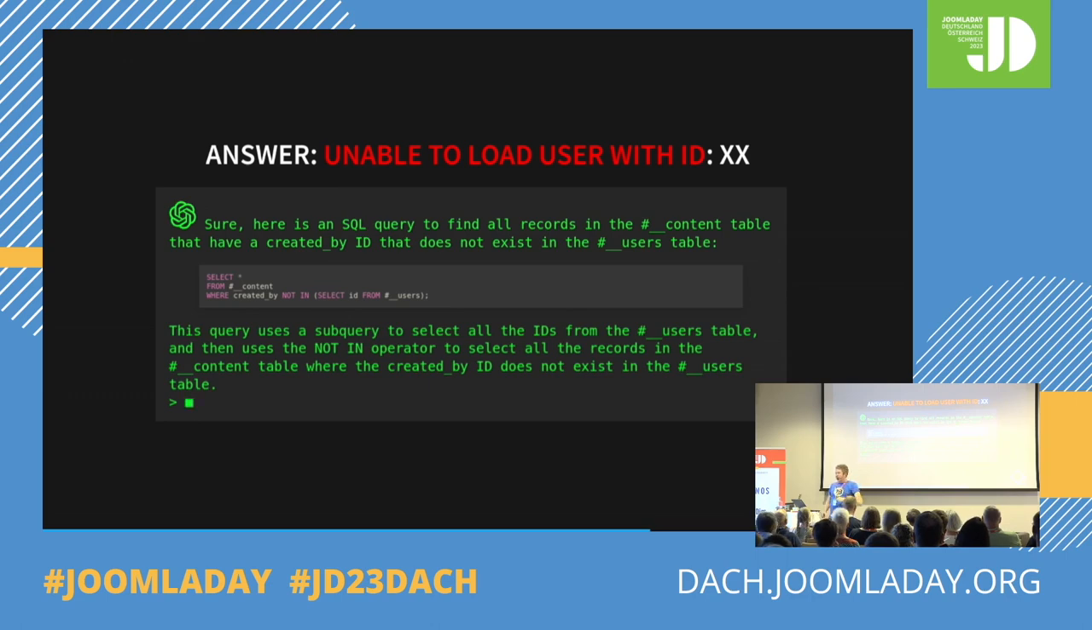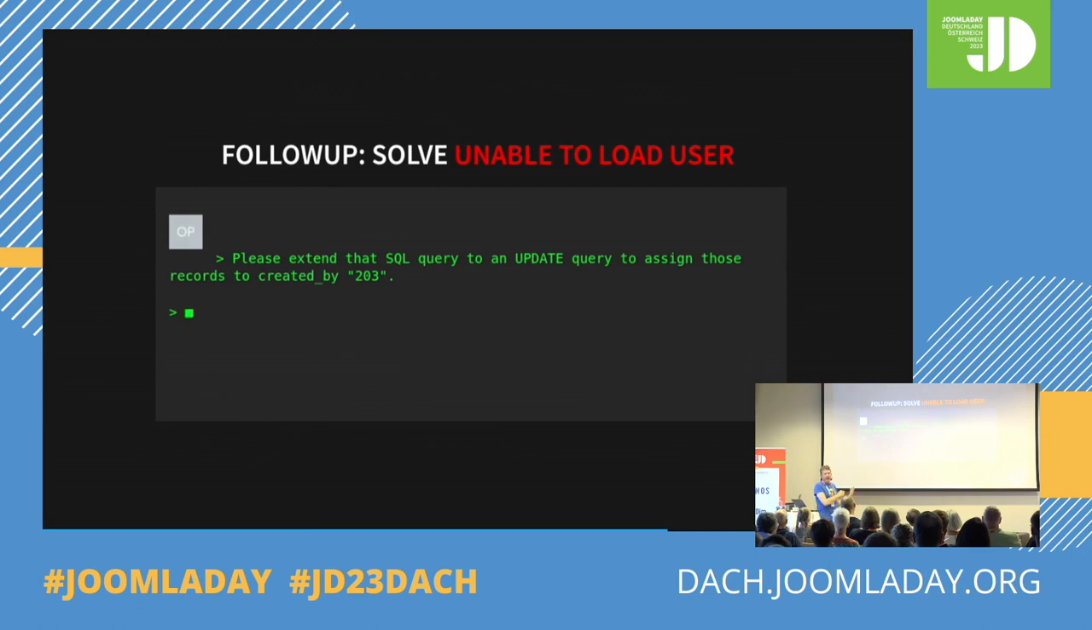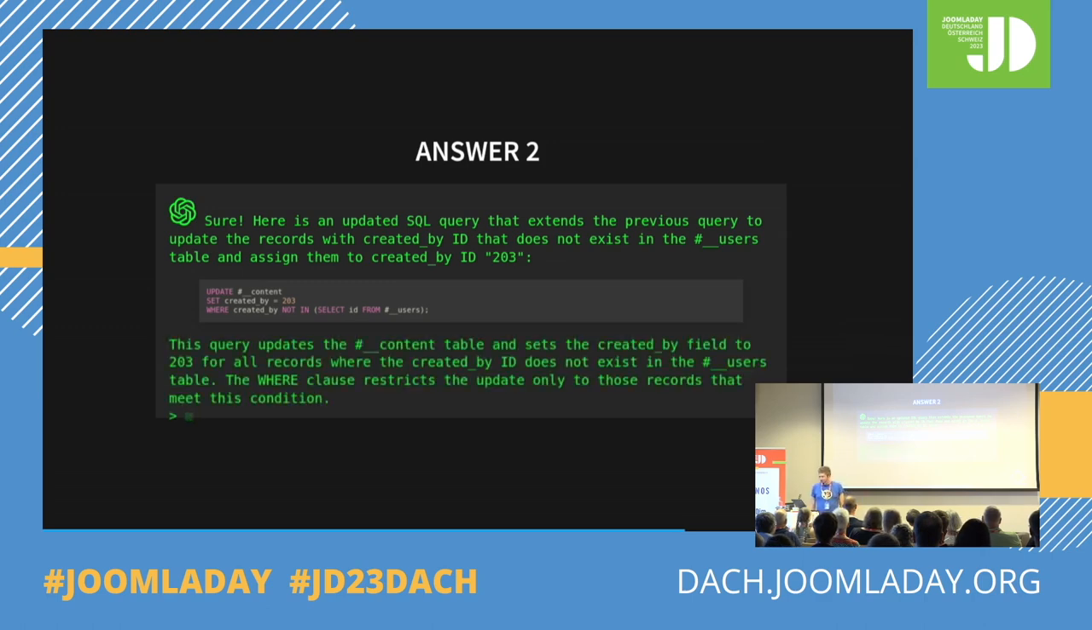Then I go to phpMyAdmin, and I change everything. Yeah? No. You can better do it in a different way. My user ID is 203. So what I do, I ask the same question in the same chat, I say, please extend the SQL query to update all those records and make the record 203. So this is what you do. And with this code, you just solve an error with articles that don't have a user anymore. And now you have repaired the articles according to Joomla.